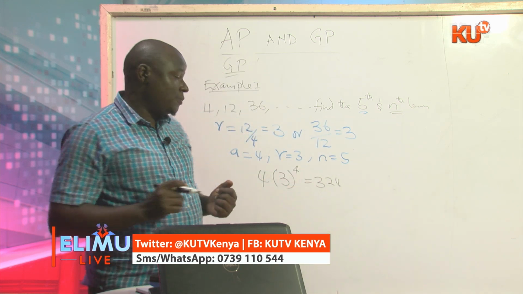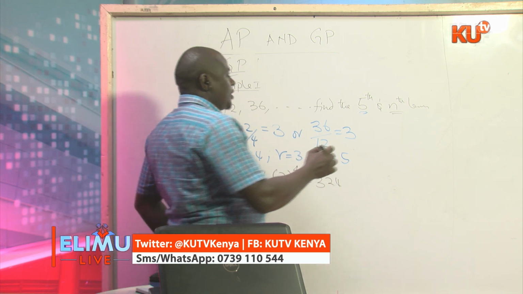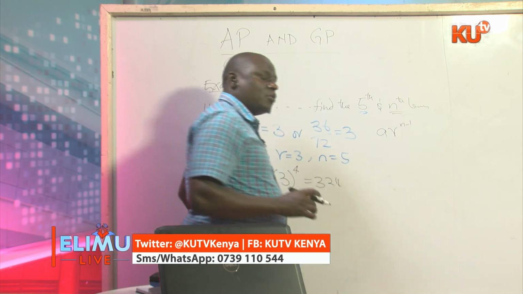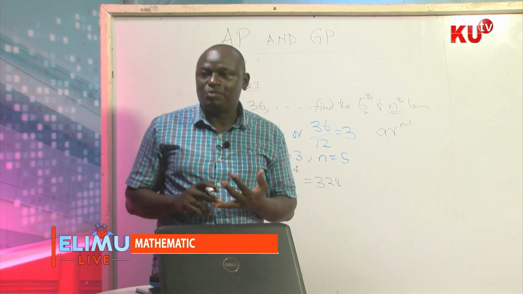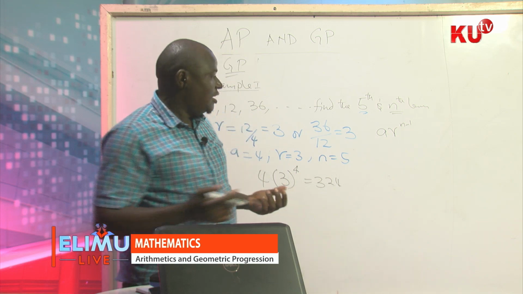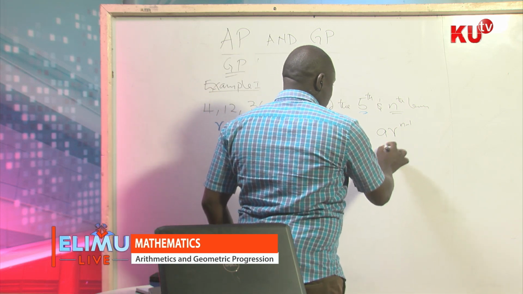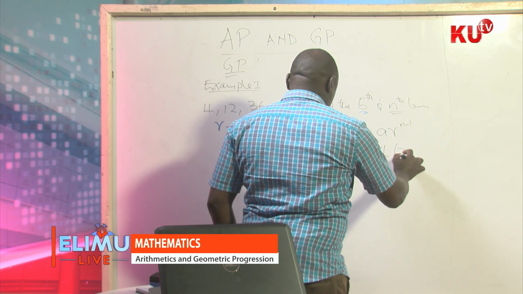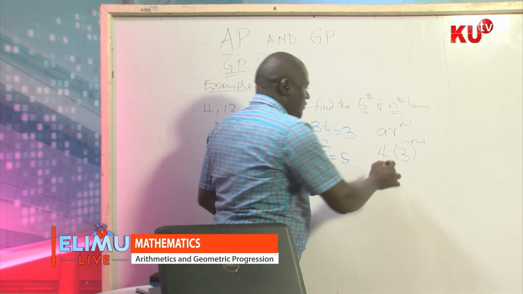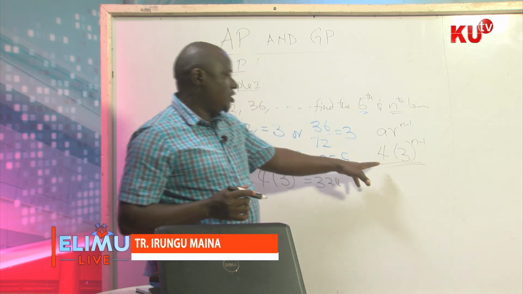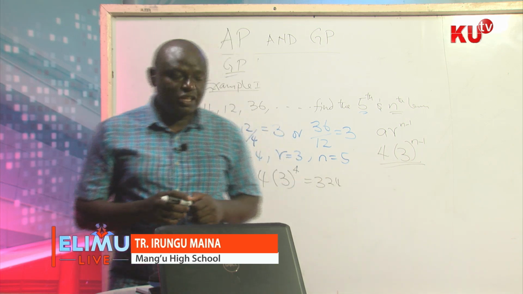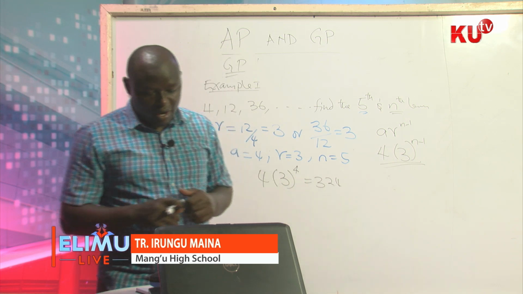Nth term is the general term. We said that it is given by A R raised to power n minus 1. We have A, we have R, but we do not have n, because we do not know what it is. It can be anything. In that case, our A is 4, our R is 3, raised to power n minus 1. So our nth term can be left in that manner as 4 into 3 raised to power n minus 1.